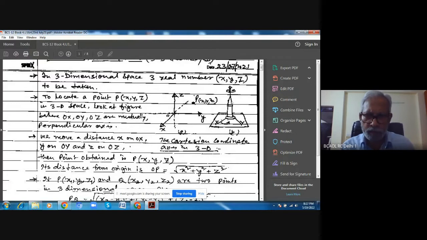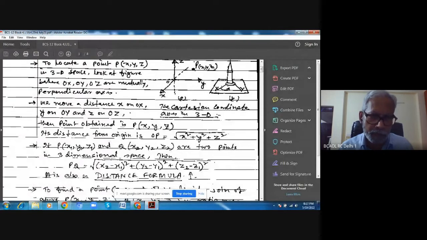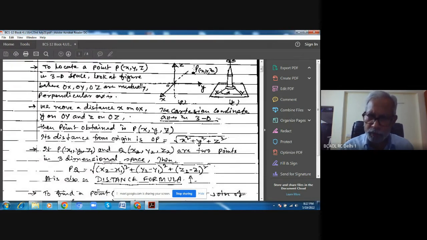So this is called the Cartesian coordinate axis system. When Cartesian discovered these things, this is the way he represented them. So the point obtained is (x, y, z). Suppose this is one of the points I show you.